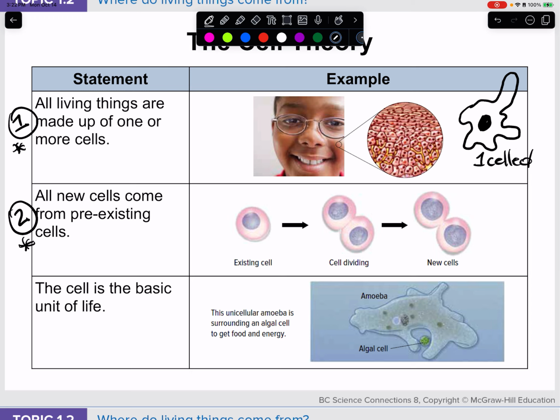And you can spell amoeba a bunch of ways. I like to put the O-E in amoeba. Right? That's a single-celled amoeba, but this is a multi-celled you.